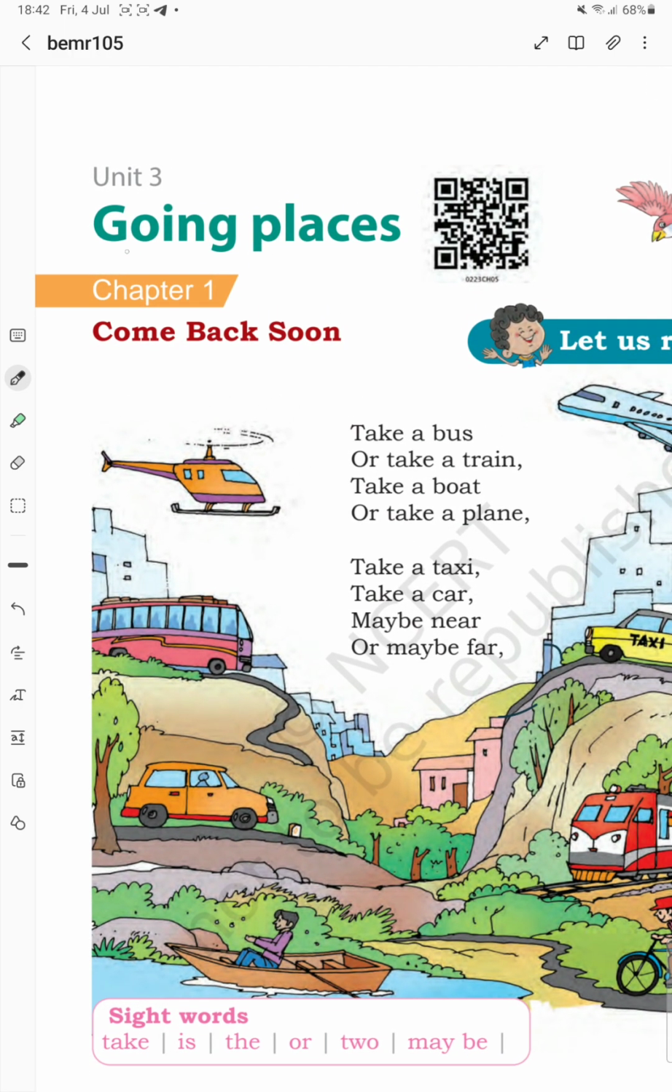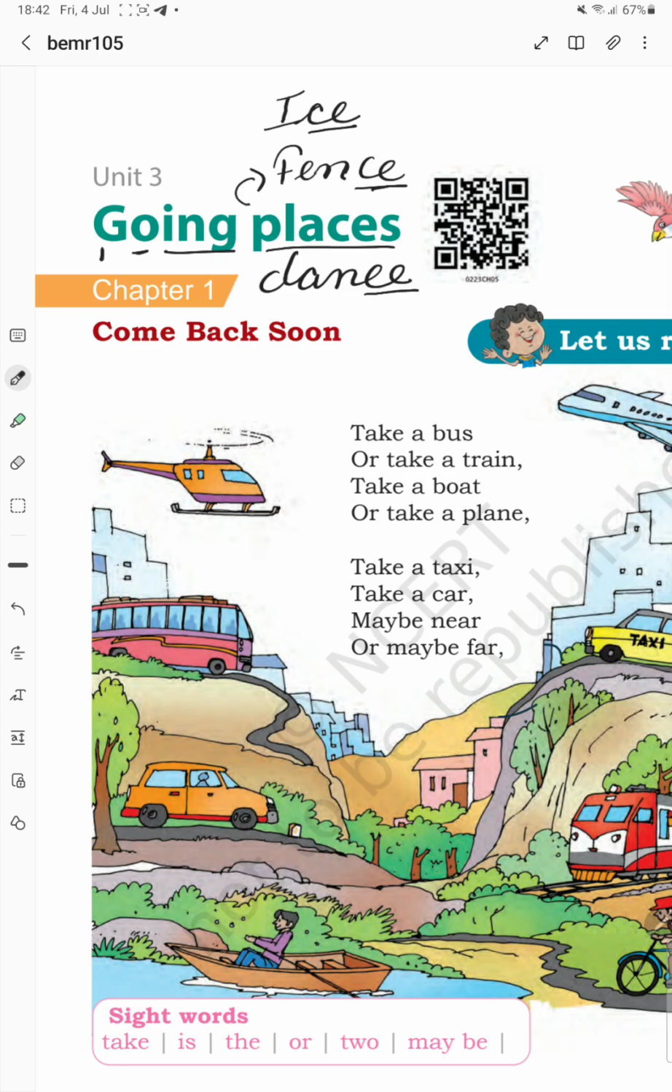In this first phrase, going places, the first word is very simple. It is made up of very simple sounds: g, o, ing, going. And the second word is place. In words like fence, ice, and dance, where the ce comes at the end of the word, this will give the s sound.